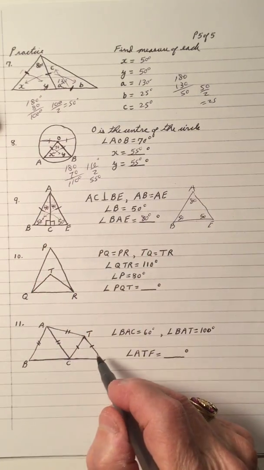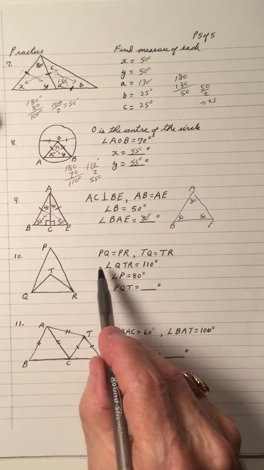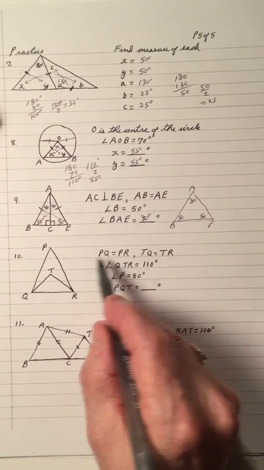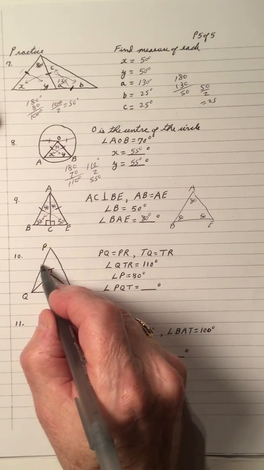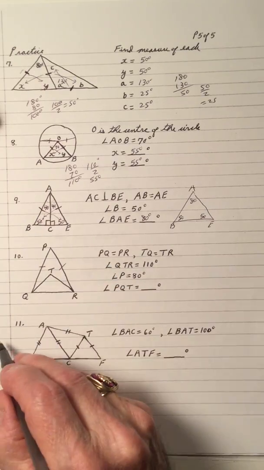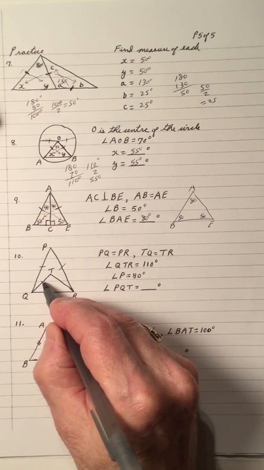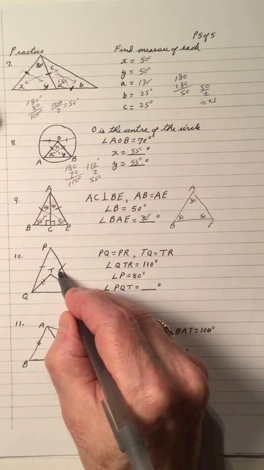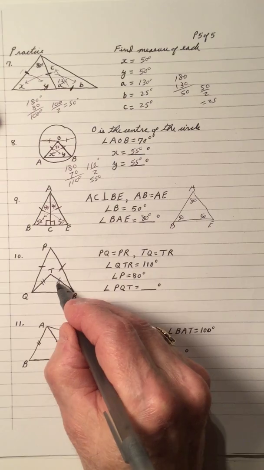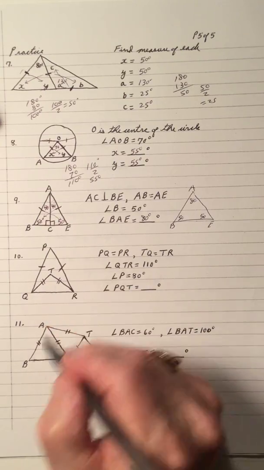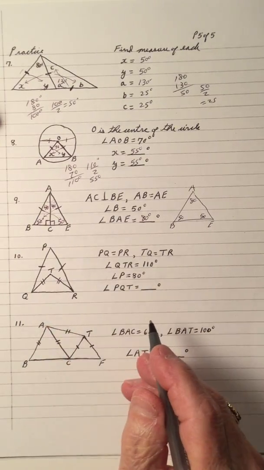Number 10, PQ equals PR. TQ equals TR. Notice I marked this with one stroke, and I marked these with two strokes. They're not the same. We don't know they're the same.